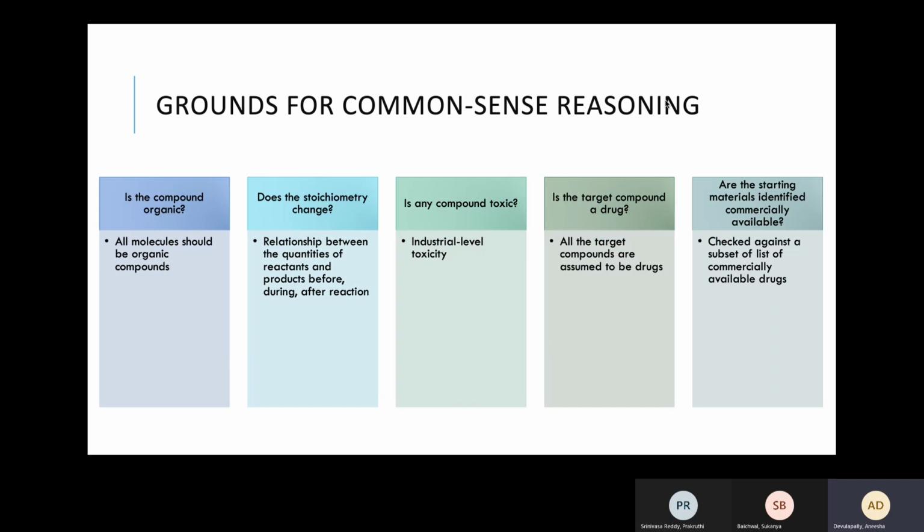The grounds for common sense reasoning that we used for implementing this are questions we asked ourselves like: are the compounds organic? Does the stoichiometry of each reaction change? Is any compound toxic, which would be the basis for disregarding the compound immediately from the plan? And is the target compound that we started with a drug in the first place? And the main constraint for approving a retrosynthetic plan is identifying a material that is commercially available to start with.